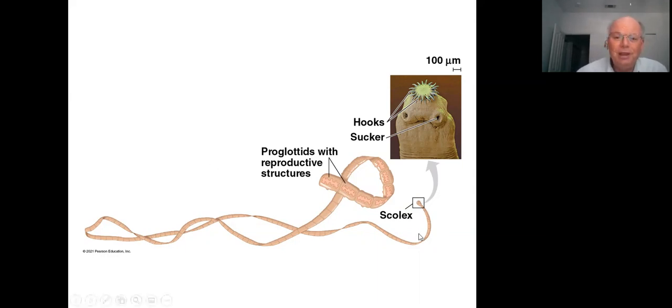How big can tapeworms get? The longest one on record was over 20 meters in length. And that was in a human gut, and it was folded up inside both the small intestine and the large intestine, and it occupied so much space that it essentially prevented the passage of food down the gut.